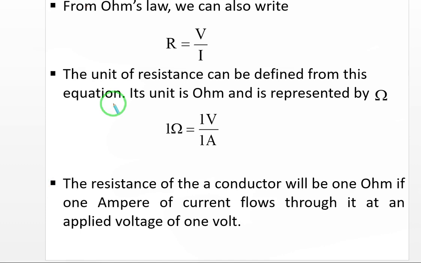What will be the unit of resistance? The unit of resistance is the Ohm. How can we define 1 Ohm? The resistance of the conductor will be 1 Ohm if 1 ampere of current flows through the conductor at an applied voltage of 1 volt. This is called 1 Ohm resistance.